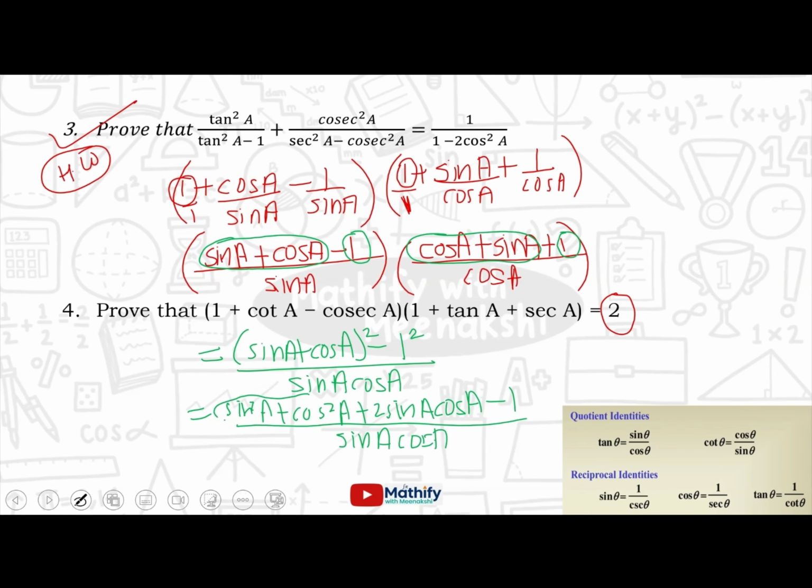This is 1, so you can cut 1 and minus 1. So you are left with 2 sin A cos A by sin A cos A. So you can cut sin A cos A with sin A cos A, and you are left with 2. That's your answer. Answer is 2. That is RHS. Let's move to next question.